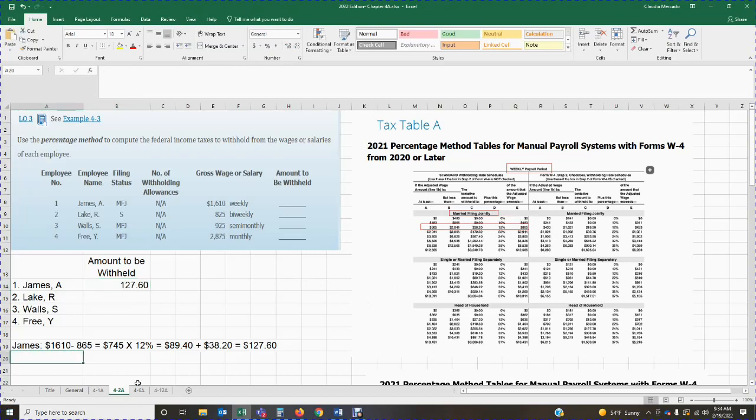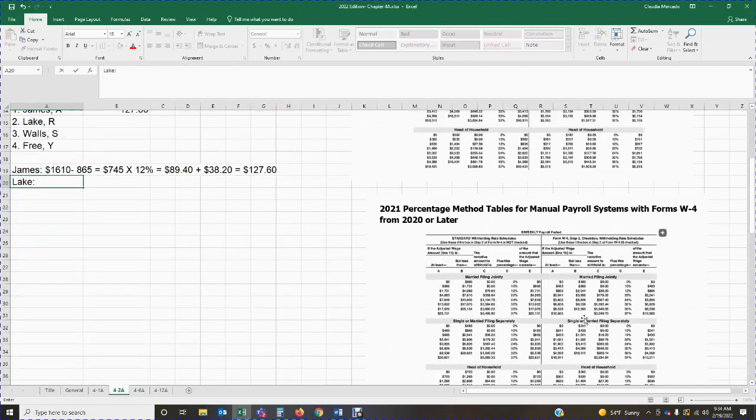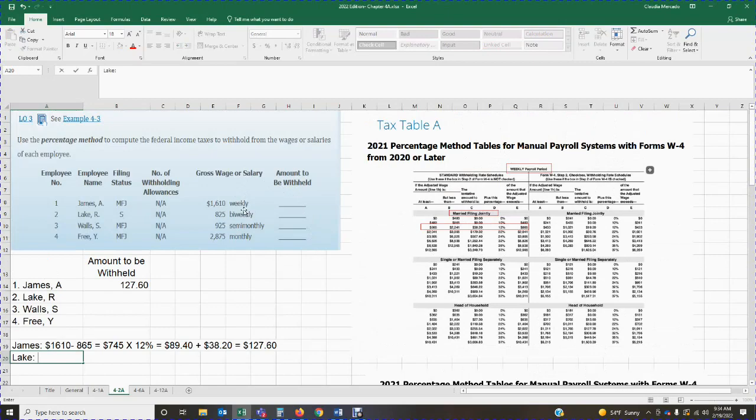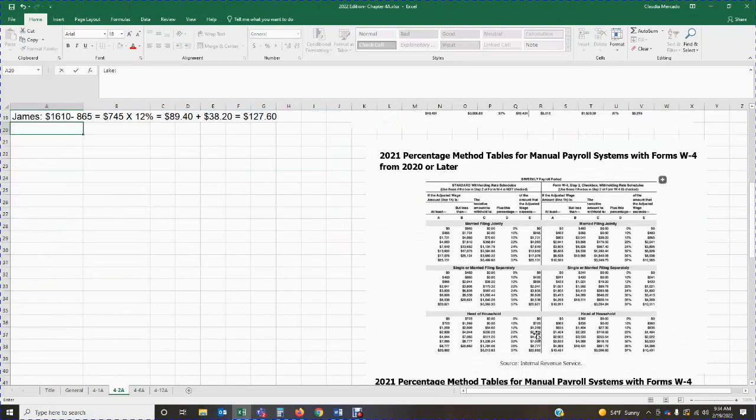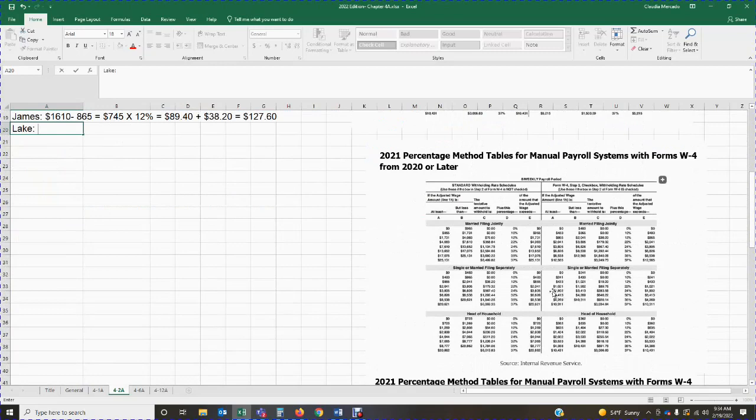Let's try it again for Lake. Okay, let's try Lake now. Lake gets paid bi-weekly, so we're going to have to look at the bi-weekly table for Lake. Lake makes $825 bi-weekly, and Lake is single. So Lake is single and bi-weekly.